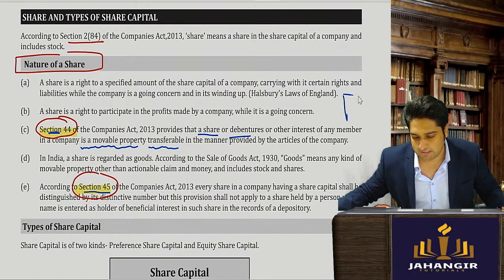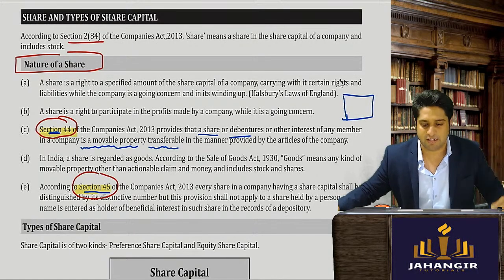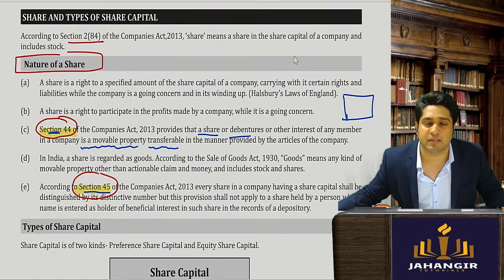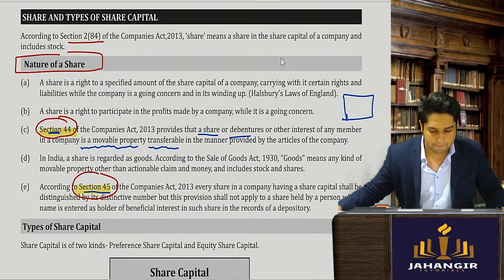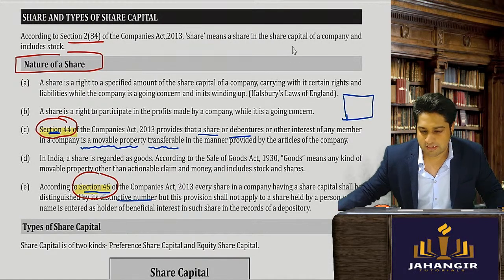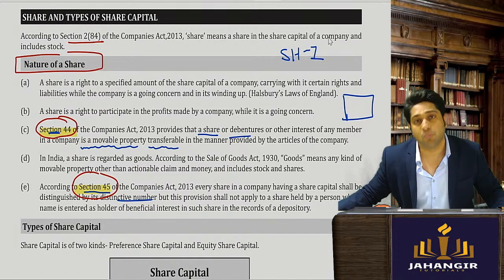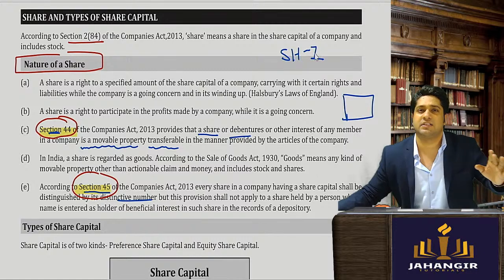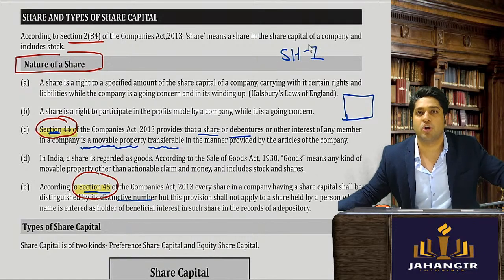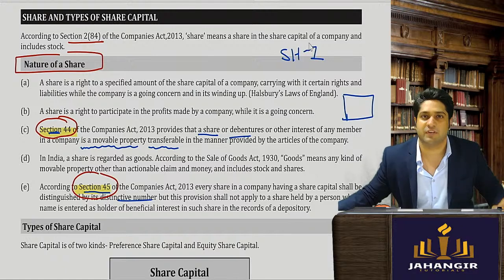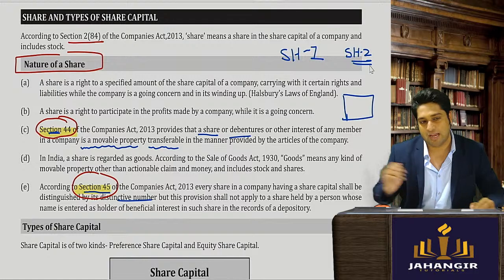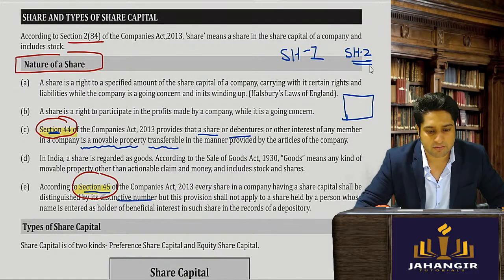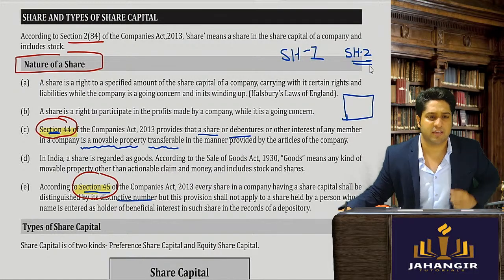Every share certificate. A share certificate is in which form number? Can you put in the chat box? A share certificate is in which form number? It is in SH1. A duplicate share certificate, that is in case it is lost or stolen, torn or defaced. So in case the share certificate is lost, then the duplicate share certificate is issued in SH2.